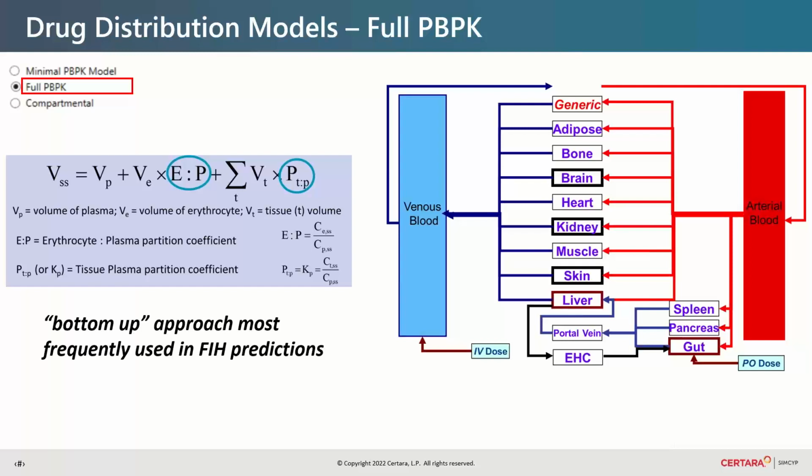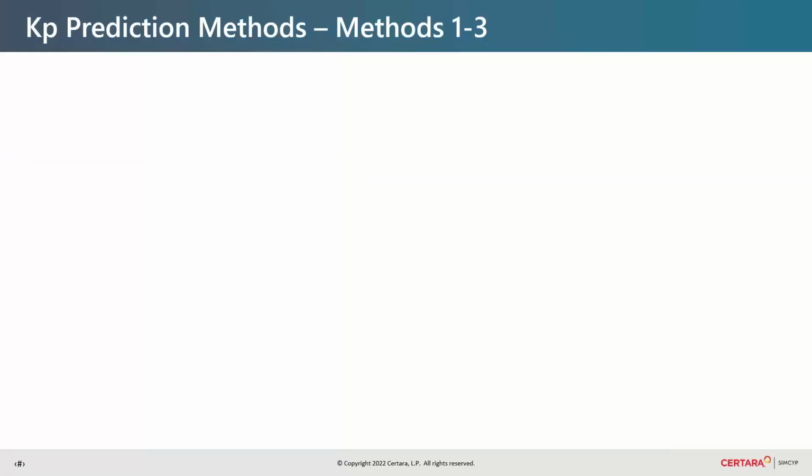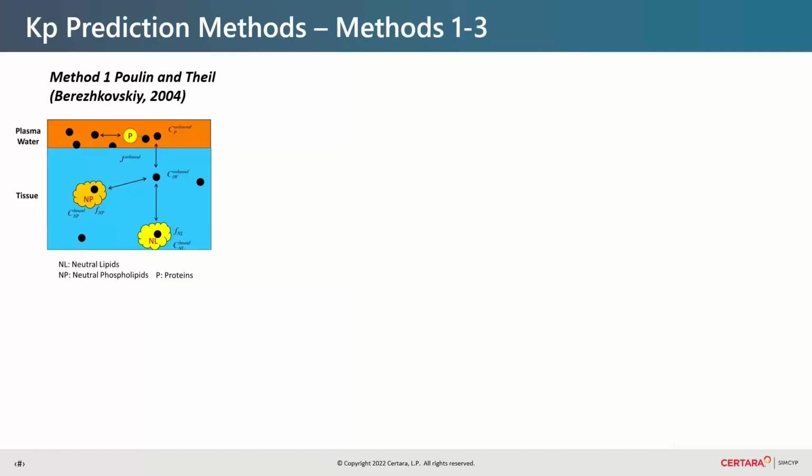So to parameterize the full PBPK model, what we need to be able to predict is the partition of the compound between the tissue and plasma. That's shown in the equation there as the P-TP ratio or KP ratio, used interchangeably. And we have 3 methods available for calculating or predicting that within the discovery simulator. This is really, I would say, the most frequently used model for predicting the distribution.